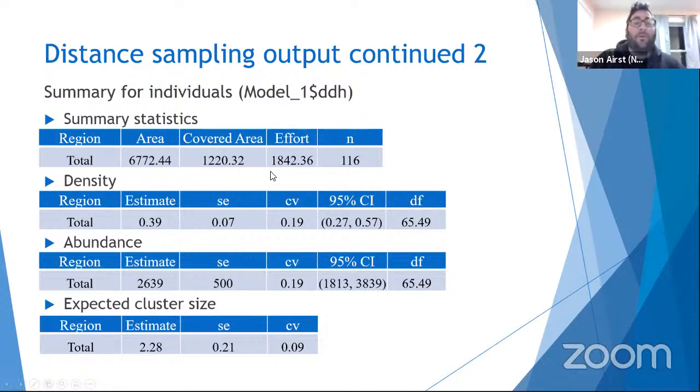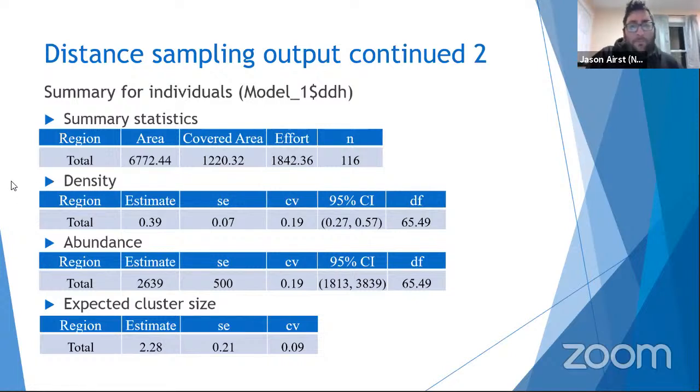So we flew for a total of 1,800 kilometers. And the cover area is equal to the effort times twice the maximum distance out we were looking, because we're looking out 300 meters on either side of the helicopter. That works out to 1,800 times 0.66, which gives you roughly 1,200 kilometers squared.